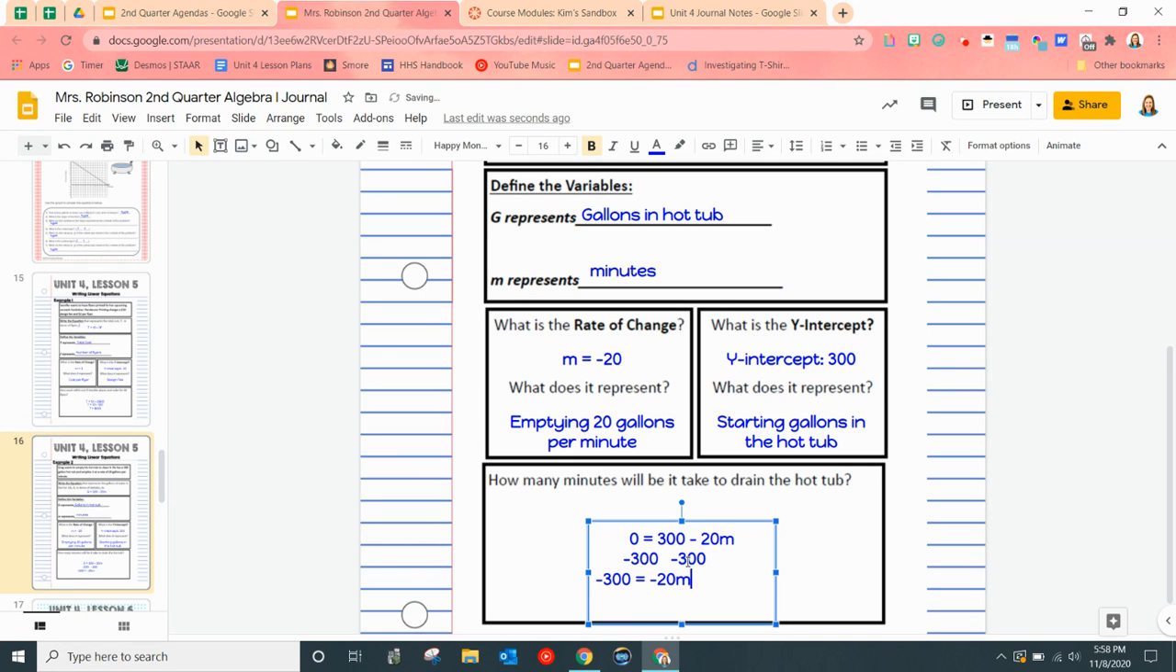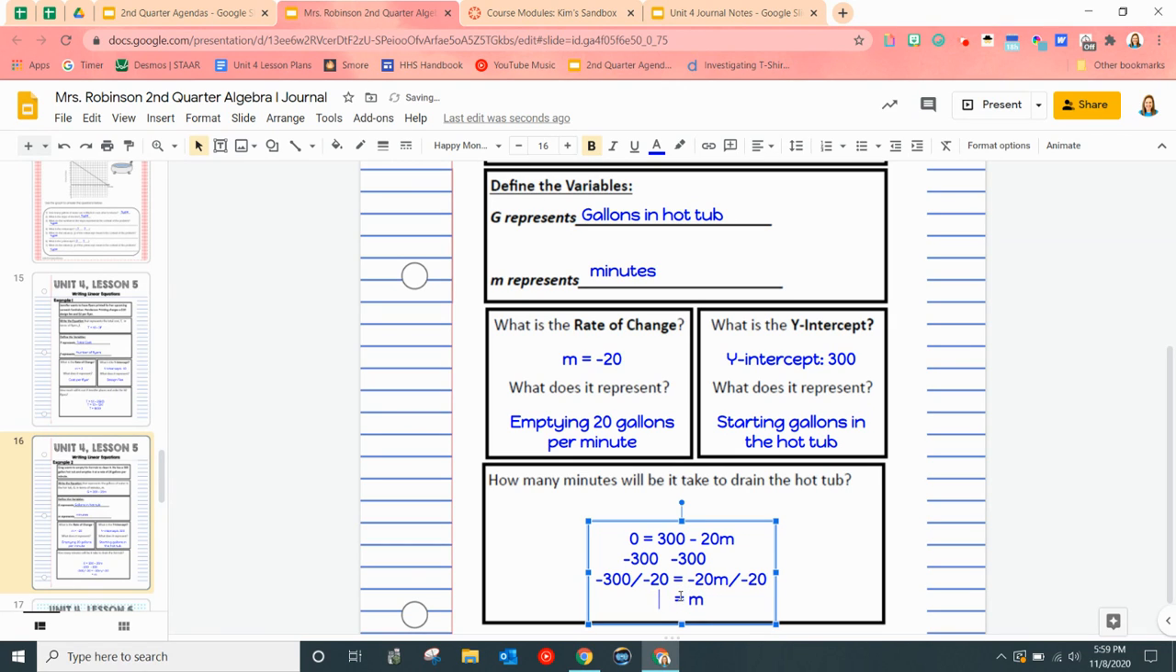Okay, so let's think about it. How would I get m by itself over here? Well, I would just divide by negative 20, right? I would divide both sides by whatever's in front of m. So negative 20 divided by negative 20 is just m. Perfect. So now on this side over here, I just have m equals.